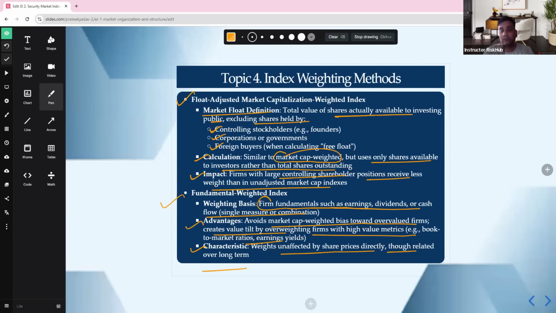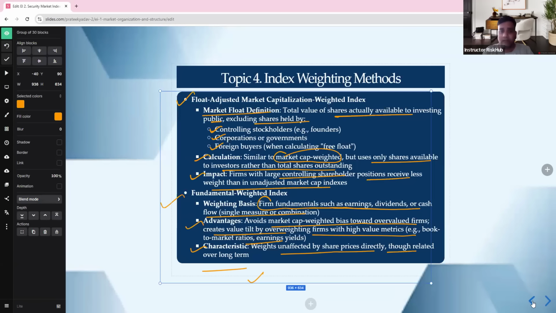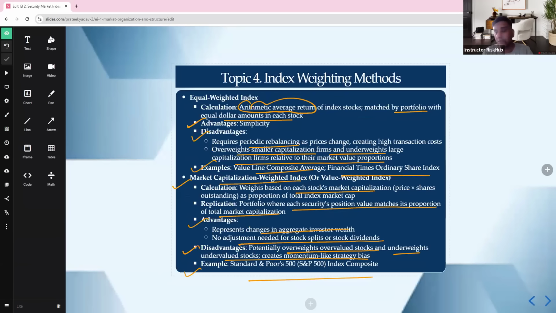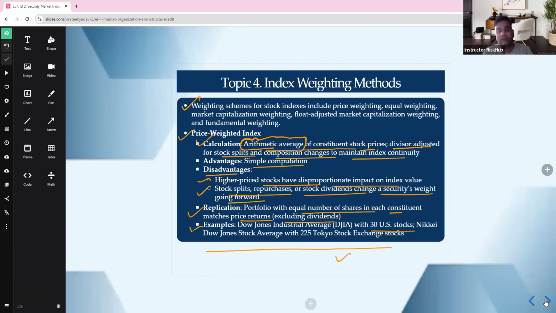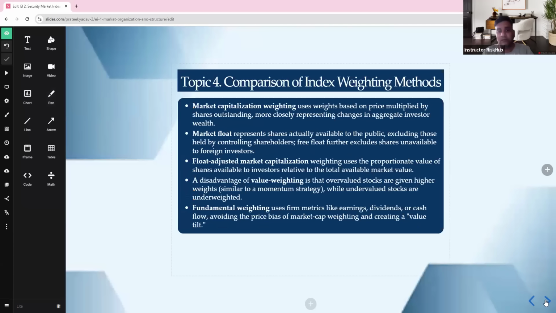Okay, so remember that, right? These are all very simple, guys. In one case you're weighing the fundamentals, in one case you're using float adjusted market cap, where it's similar to market cap but uses only shares available to investors. Then you look at normal market cap, normal equal weighted, normal price weighted. So very straightforward, very simple, right?